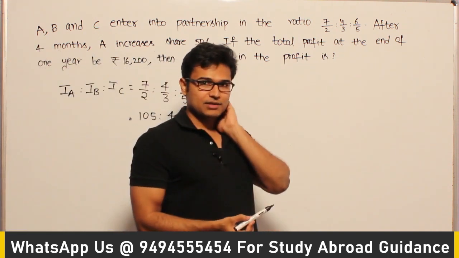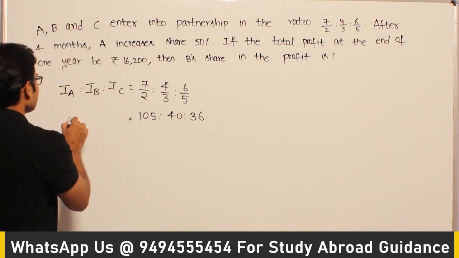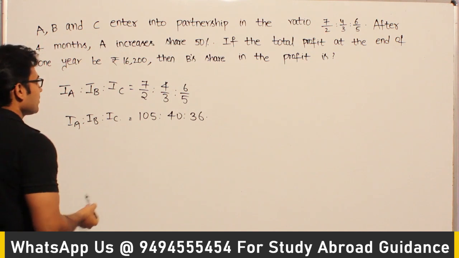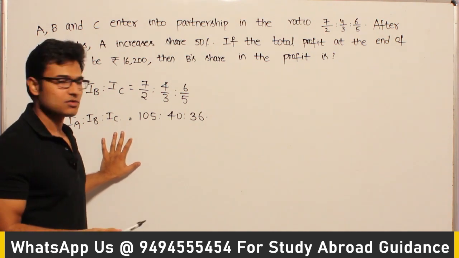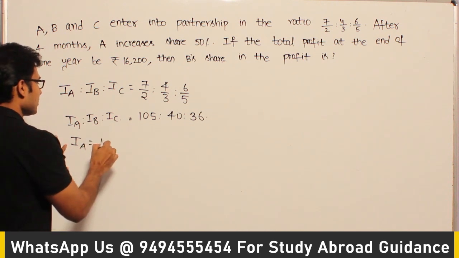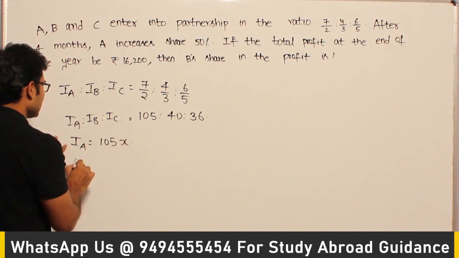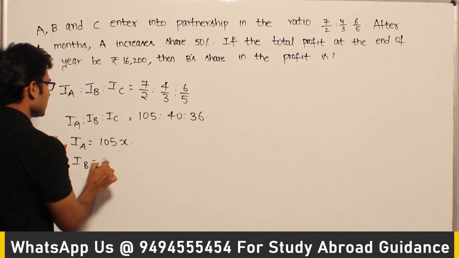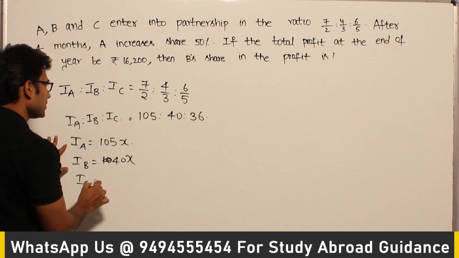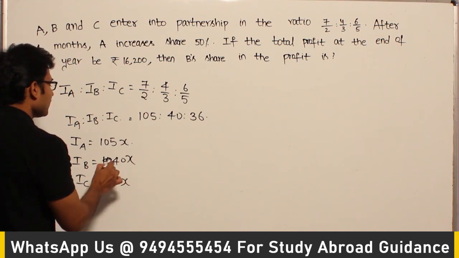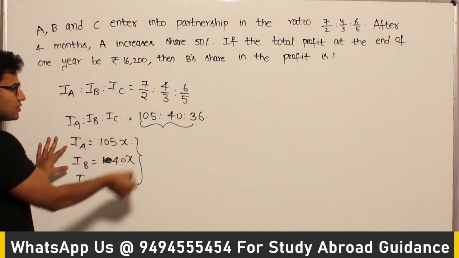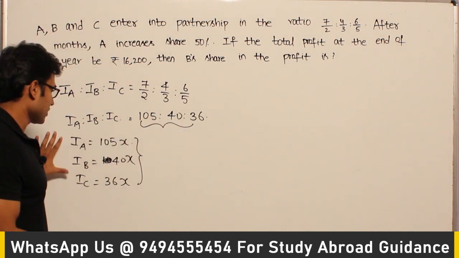So let us convert these investments, IA is to IB is to IC, into some numbers. You can think of it this way: total investment of A is 105x, total investment of B is 40x, and total investment of C is 36x. By writing like this, the meaning doesn't change, because if you take the ratio again, you are going to get the same numbers, right?